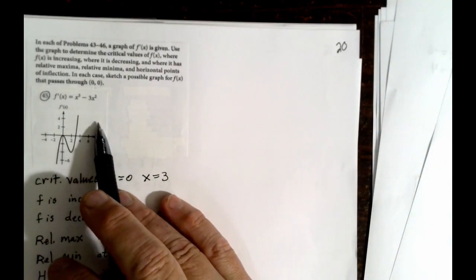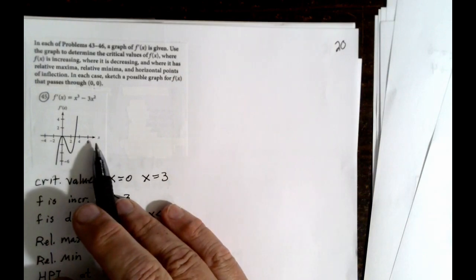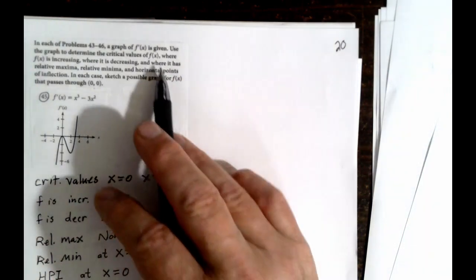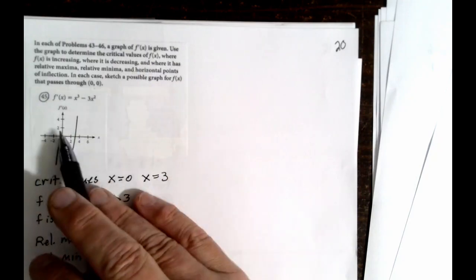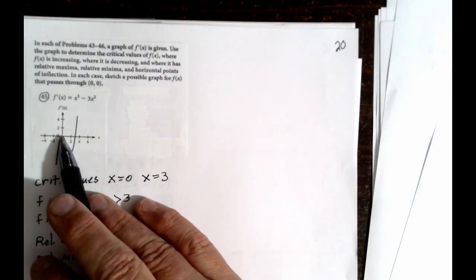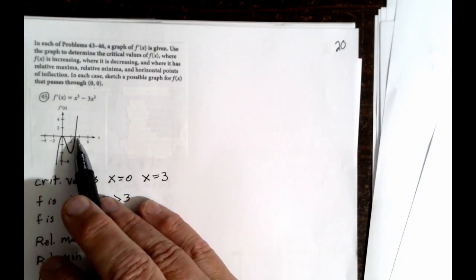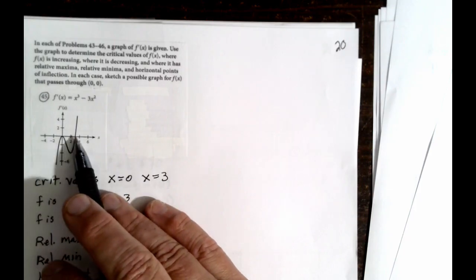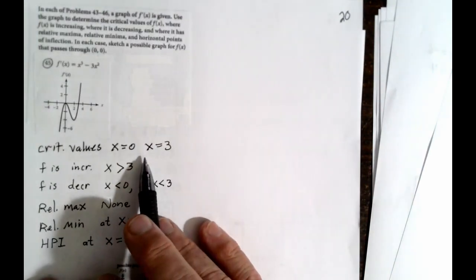Alright, so this one says, this is a graph of the first derivative, not the original function. So they say use the graph of the first derivative to determine the critical values of f. Remember, the critical values of the original function f are where the first derivative equals 0. So where does the first derivative actually cross the x-axis? At 0 and at 3. So those are your critical values.